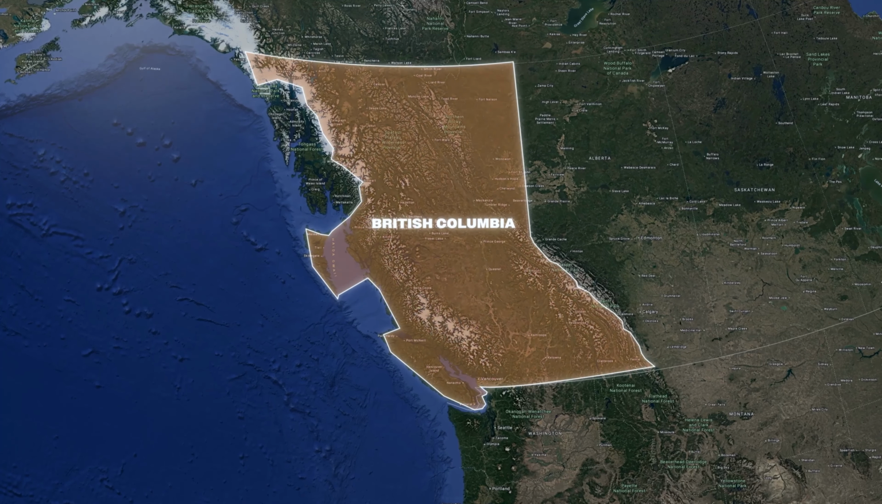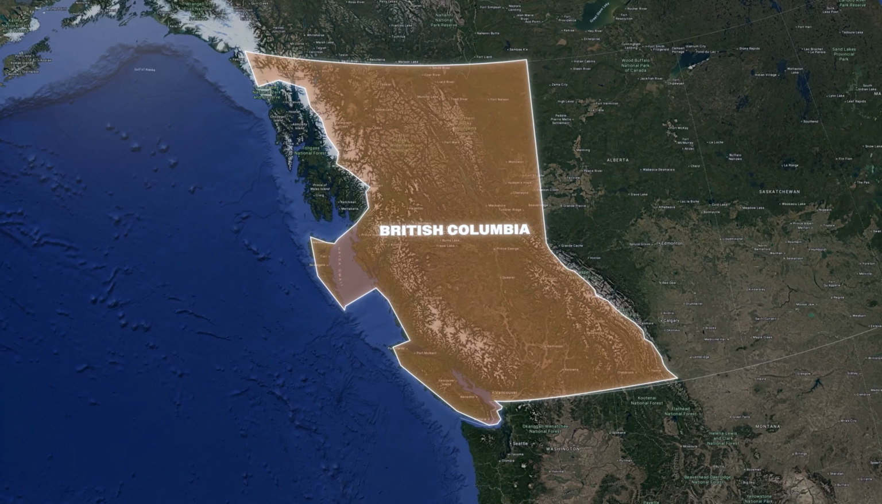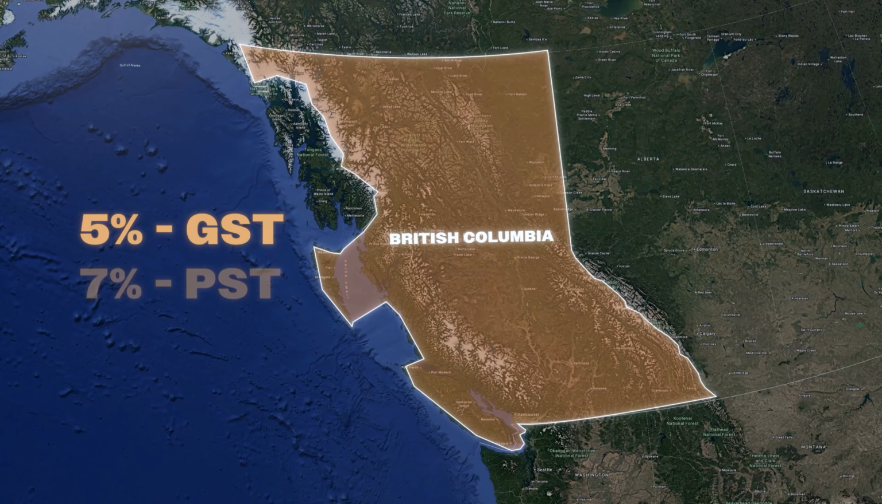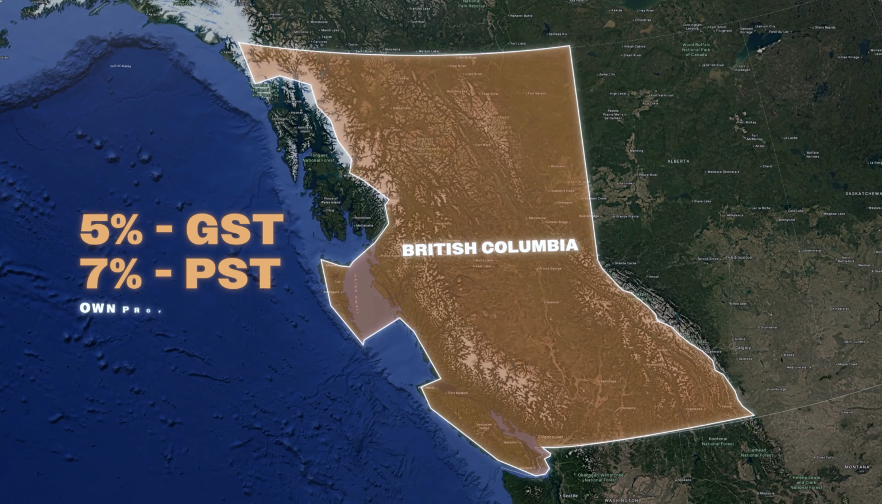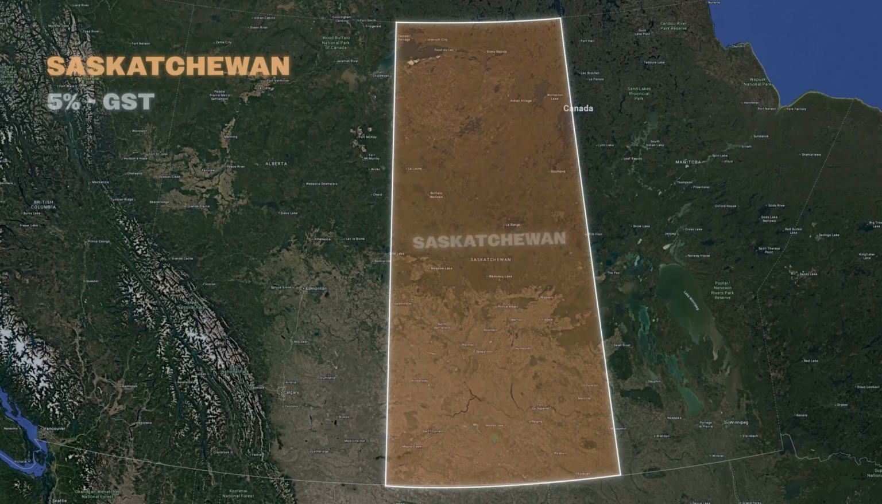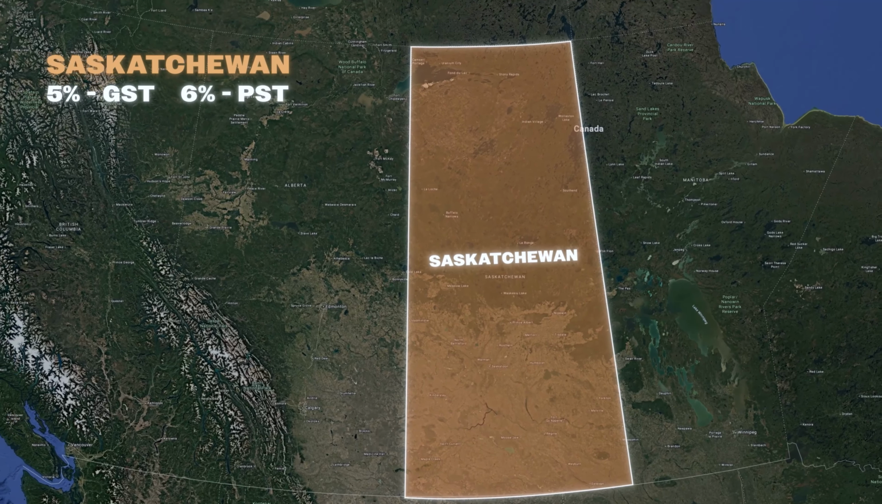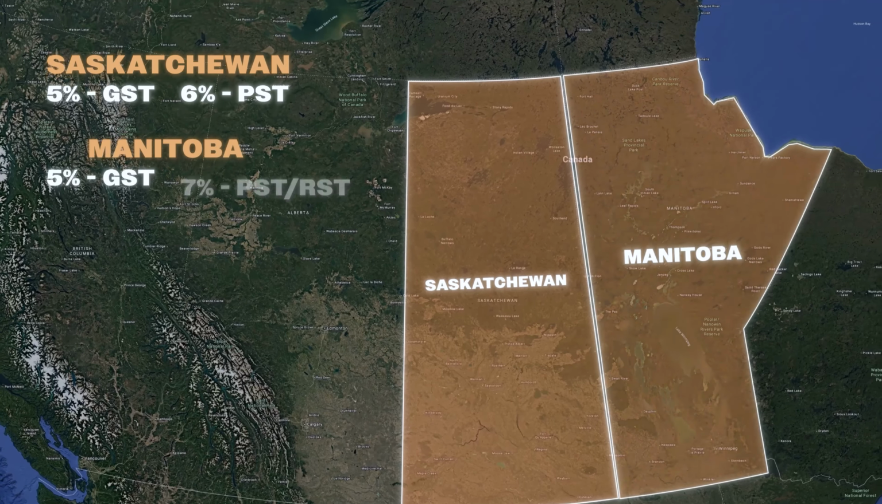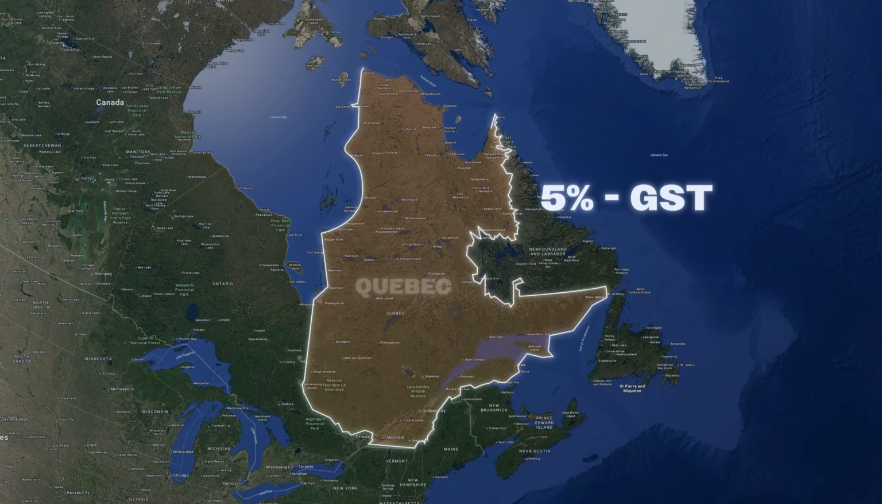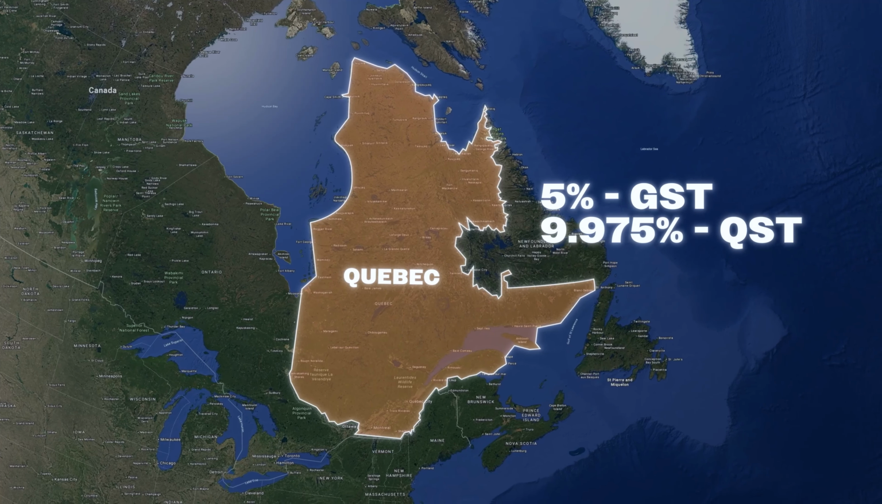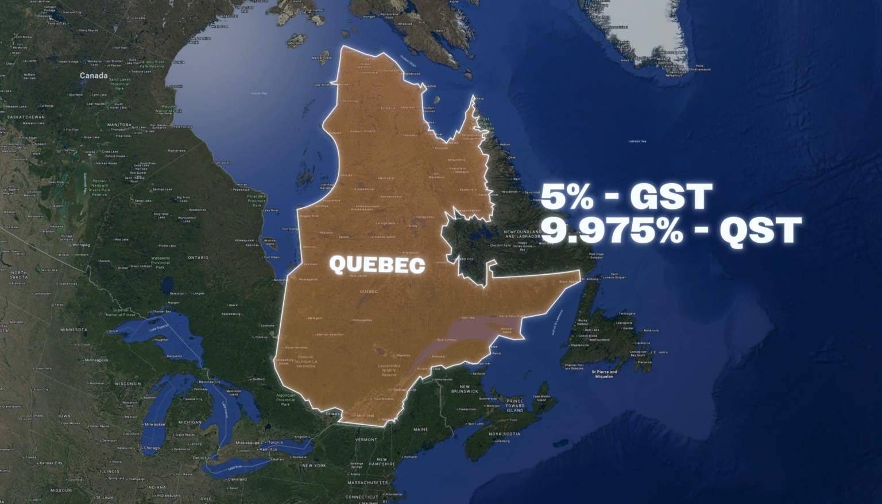But then you have the rebels. British Columbia, for example, does not participate in the HST program. So they charge 5% GST plus 7% PST, their own provincial sales tax program. 2 separate taxes and 2 separate filing systems. Saskatchewan does 5% GST plus 6% PST. Manitoba is 5% GST plus 7% PST. And French-speaking Quebec, well, Quebec had to be different, right? They charge 5% GST plus 9.975% QST.